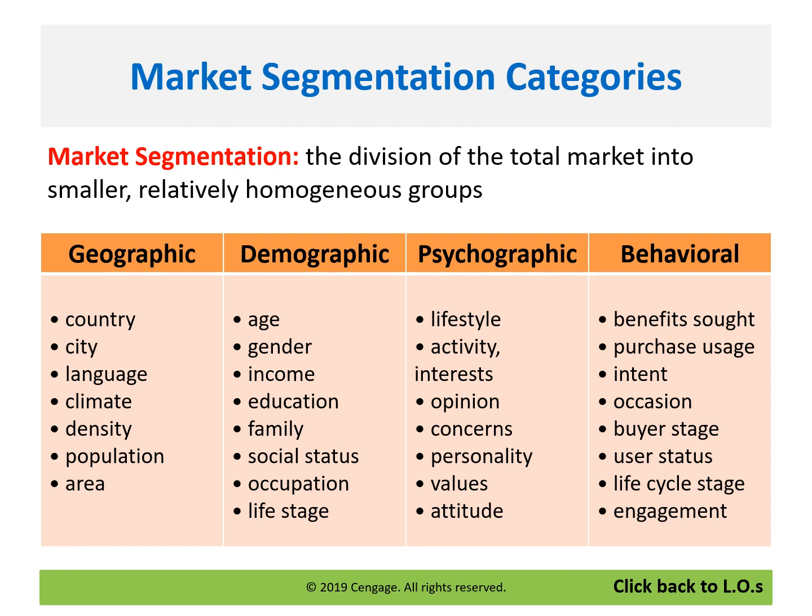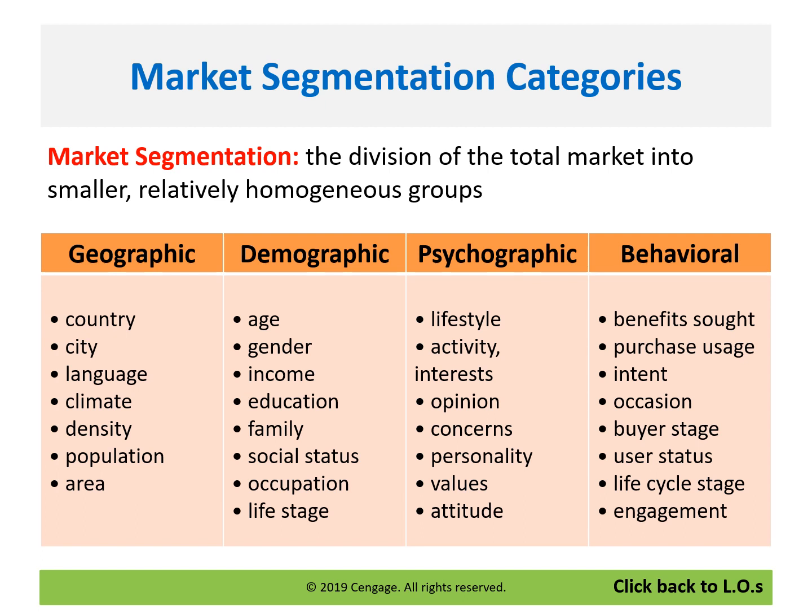Geographic looks at where the market is located in terms of the country, city, the language, climate, density, population, and area. Demographic segmentation refers to the market's age, gender, income, education, family, social status, occupation, and life stage. Psychographic segmentation refers to the lifestyle, the activity, the interest of the particular market, their opinion, what are their concerns, their personality, values, and attitudes.